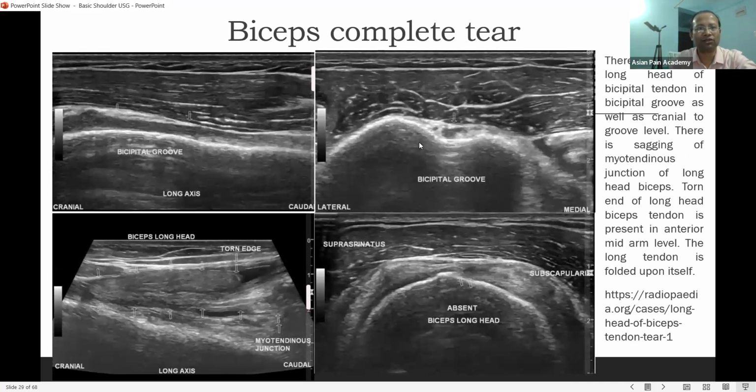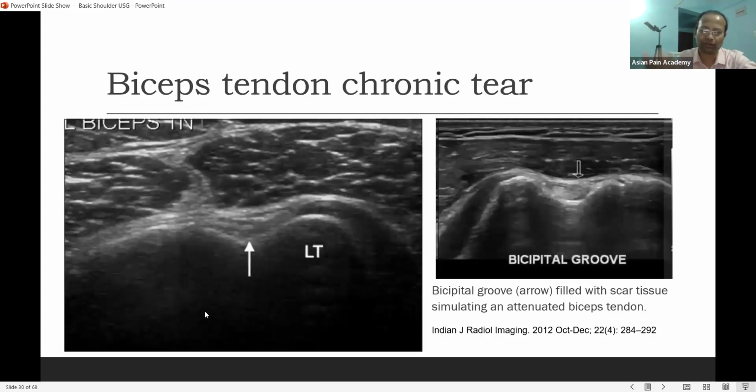Biceps complete tear is also possible. In long axis, in these areas, we cannot see any tendon. And here in short axis also, we may see that there is no tendon. Here also this tendon is abnormal, you can understand. Actually, the tendon is rotated like this. This is a complete rupture and it retracts. So in a chronic biceps tendon tear, there is no tendon, it is fibrous tissue.